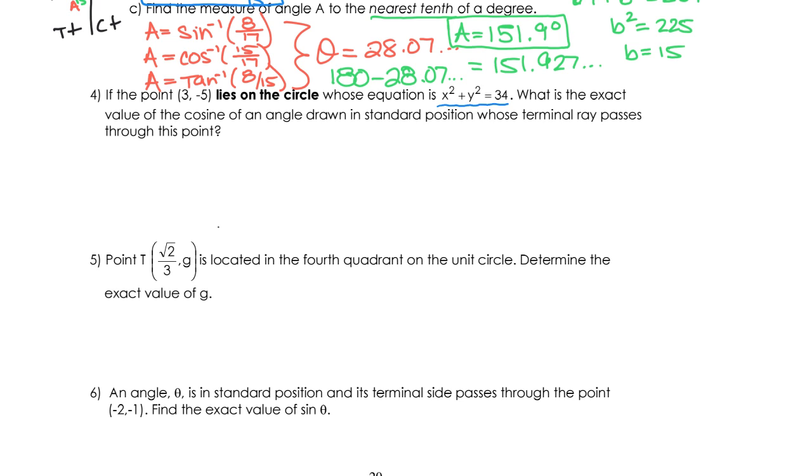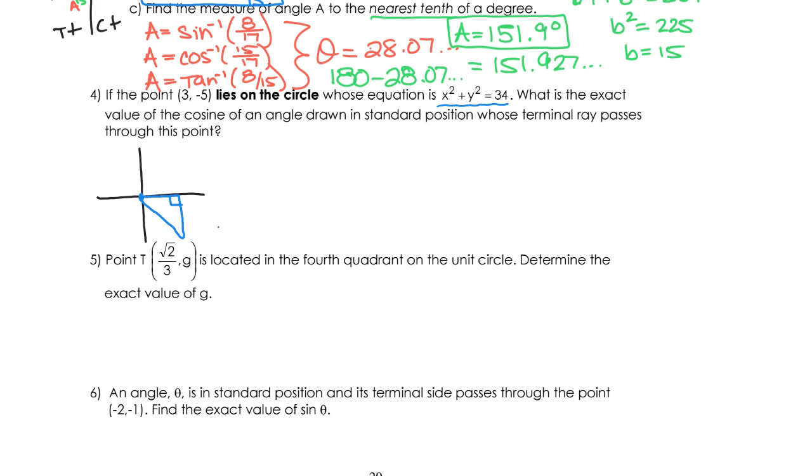It says, what is the exact value of the cosine of an angle drawn in standard position whose terminal ray passes through this point? So we'll go ahead and draw our graph. We're going to plot our point (3, -5). So in order to plot 3, we'd go to the right. And -5, we would go down. Okay, we'll connect it. We'll make our right triangle.